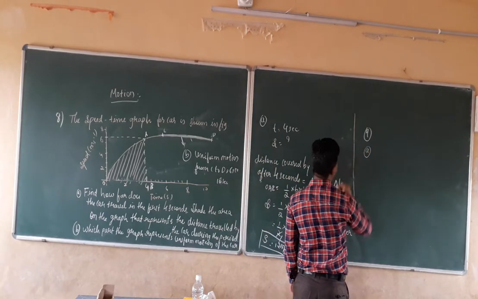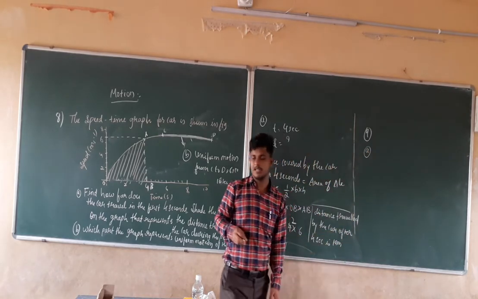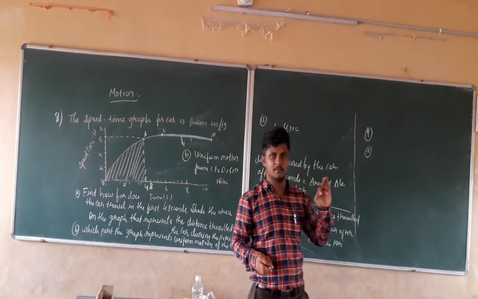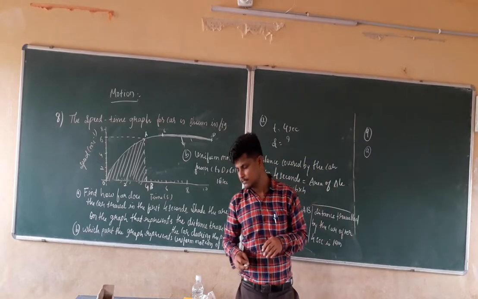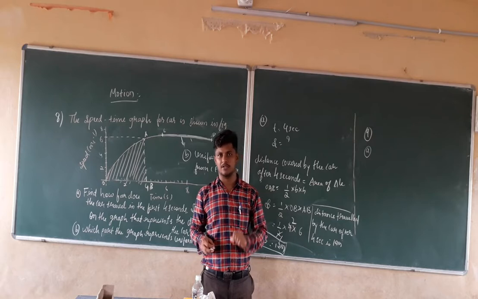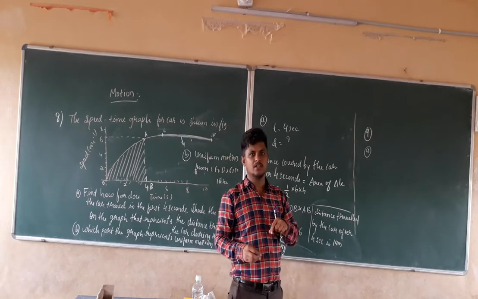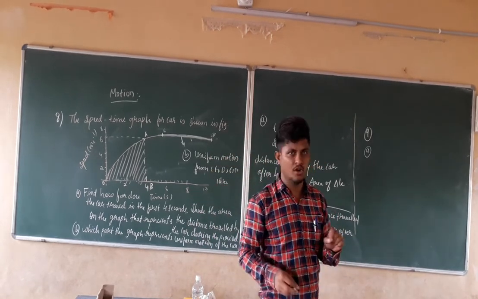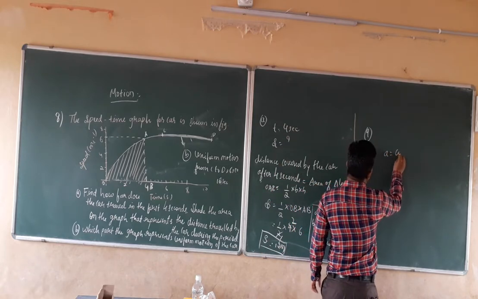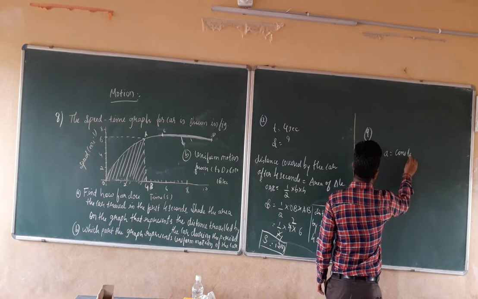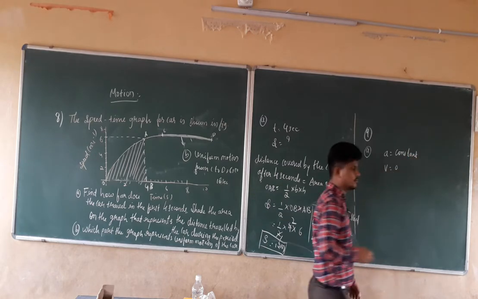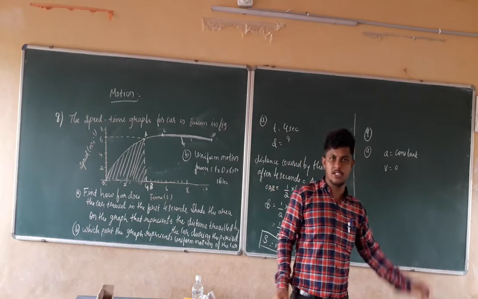In the 9th question there are two questions, A and B. First we are going to discuss the A question. What is that question? An object with constant acceleration but zero velocity. That is, the problem statement is given as a is constant, v is equal to how much? v is equal to 0. Is this condition possible?